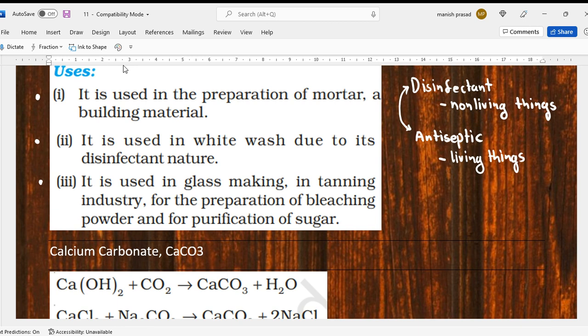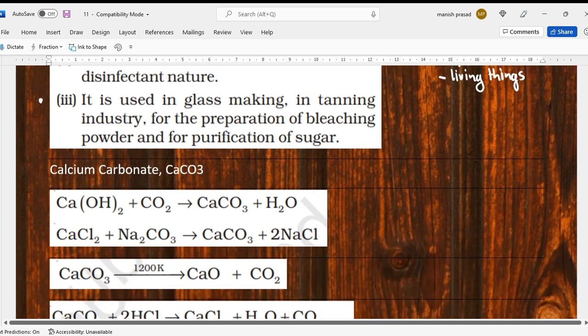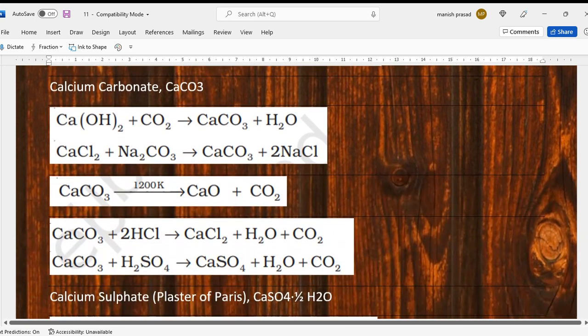Ananya is having dinner. It is used in glass making, in tanning industry, for preparation of bleaching powder and for purification of sugar. That means she was actually having dinner, right, Ananya? I just heard the previous one also.